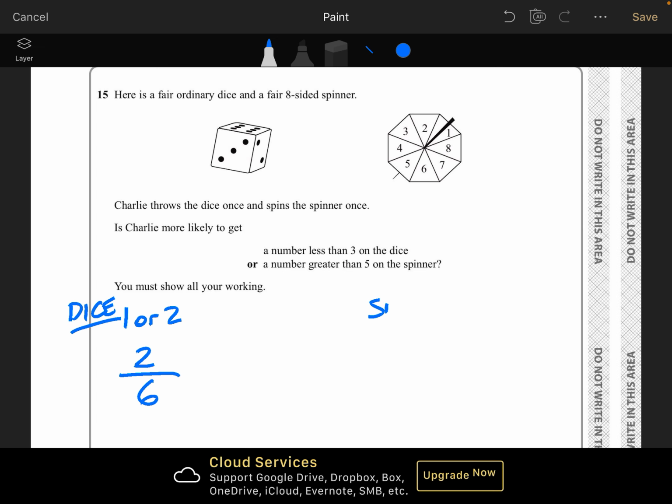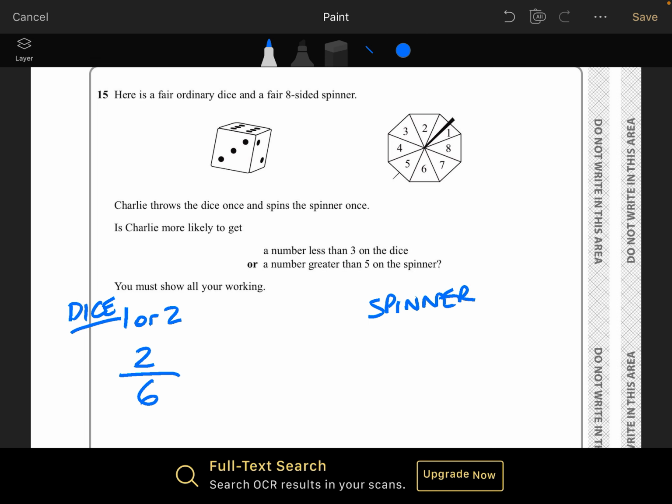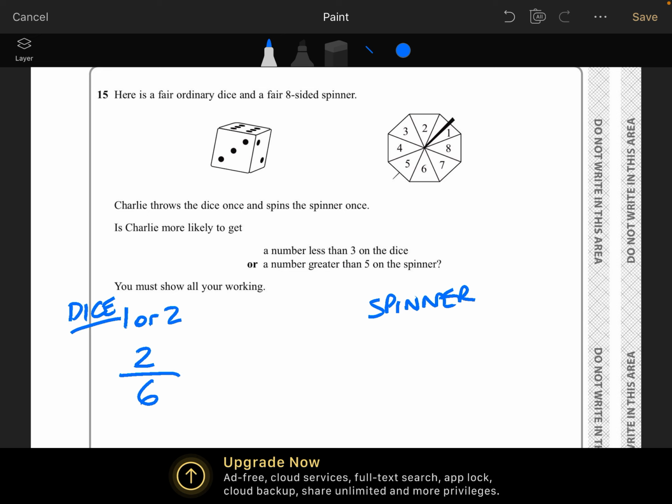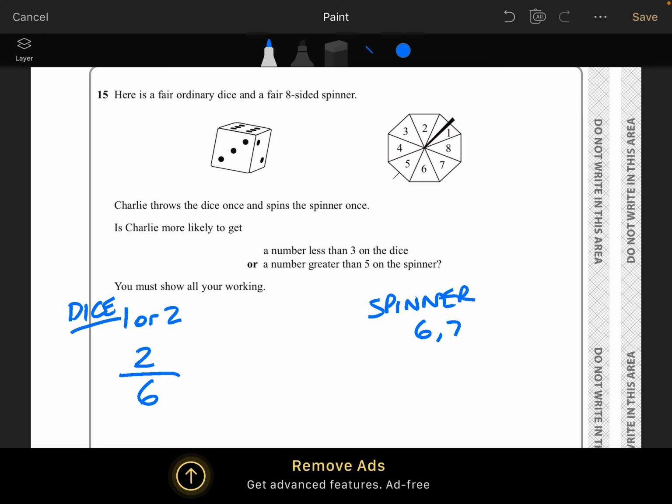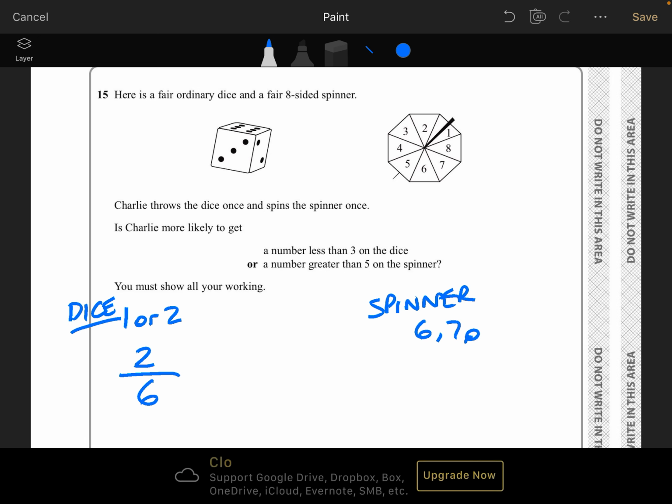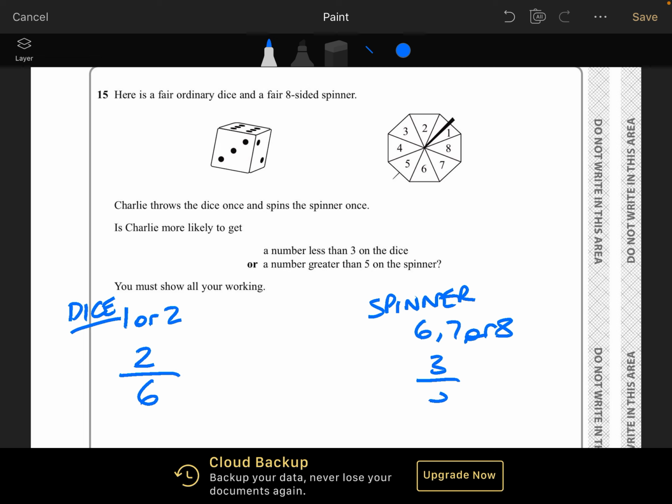On the spinner, we want the probability of getting a number greater than 5 on the spinner. So we've got 1, 2, 3, 4, 5, 6, 7 or 8. So the choices greater than 5 will be 6, 7 or 8. So that's 3 chances, but there are 8 possible outcomes on that spinner, so it's 3 over 8.